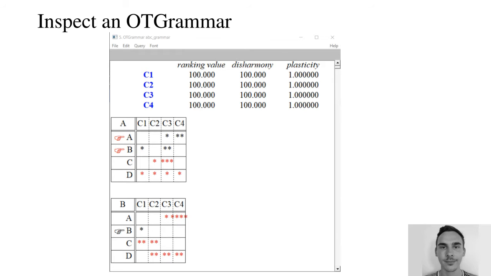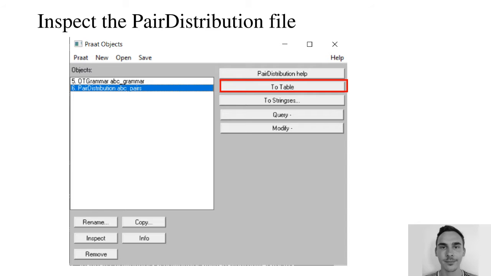All the constraints 1 to 4 are set to 100, and therefore we have two tableaus at the bottom where the constraints are still in an unranked state. In this unranked state, Praat will simply select those candidates with the least global amount of violation marks as optimal candidates. If we go back to the Objects window, we can also inspect our PairDistribution file.